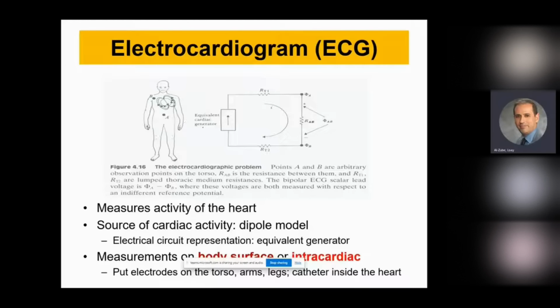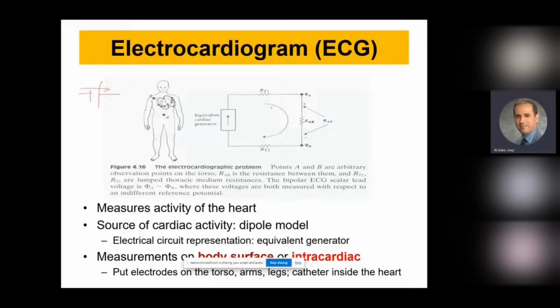This equivalent cardiac generator, which we call a dipole, measures the activity of the heart. We can assess it, and it's a source of cardiac activity, and that's why we call it a dipole. It is the electrical circuit representation equivalent of a generator. The heart is like a battery because ions are passing through the heart. From electricity, we know that if you have a battery, electrons are passing through it, and that's what is actually happening inside the heart, and that's why we have a dipole, a positive and negative dipole.